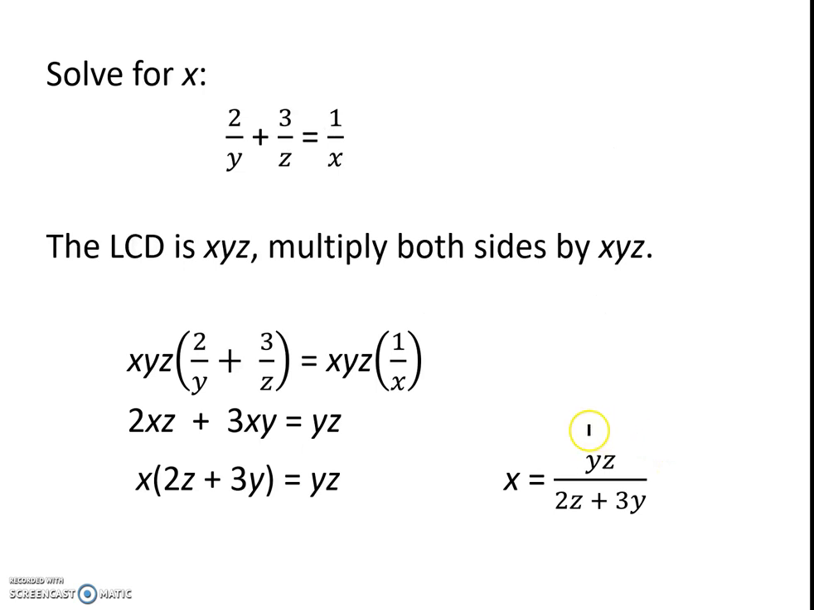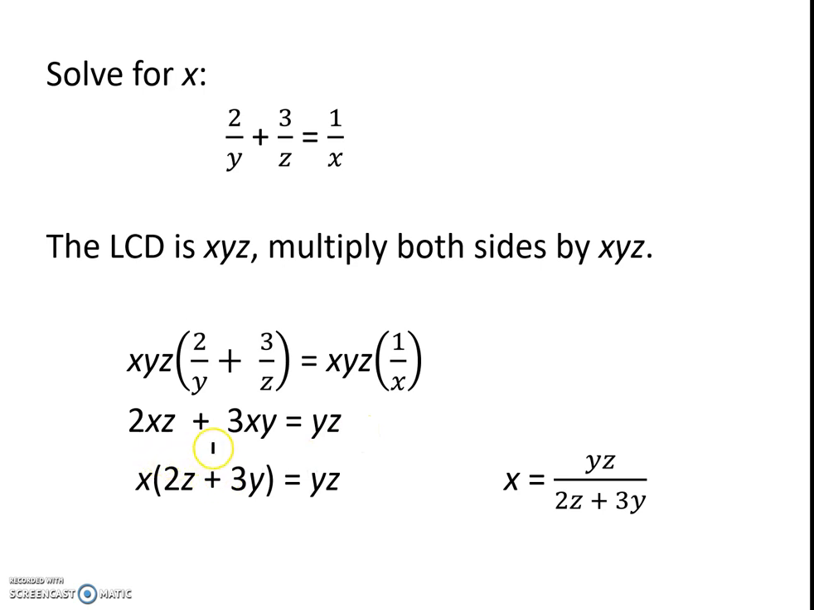Our next problem is to solve for x, and we're given 2 divided by y plus 3 divided by z equals 1 over x. So the LCD is xyz, so we multiply both sides of our equation by xyz. And when we do that, we get 2xz plus 3xy equals yz.